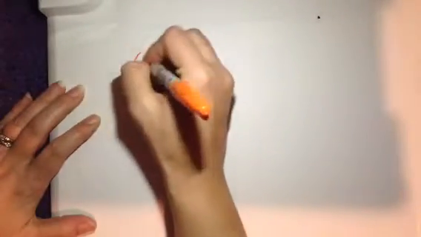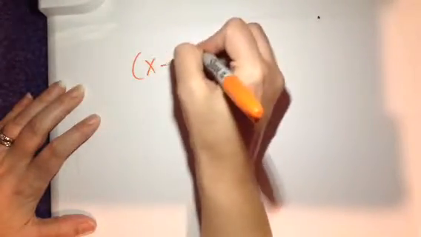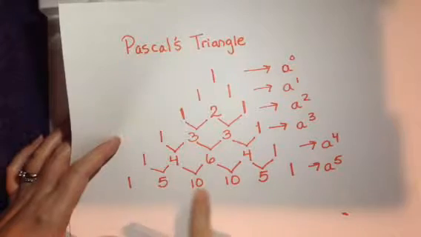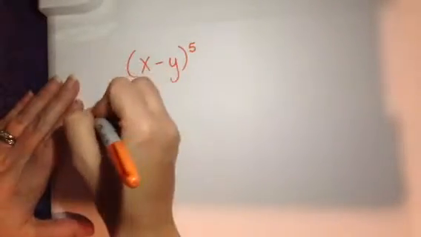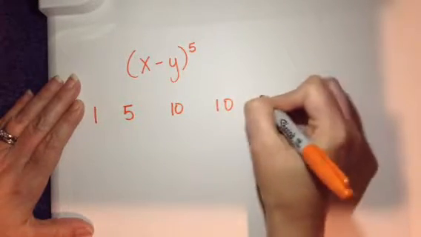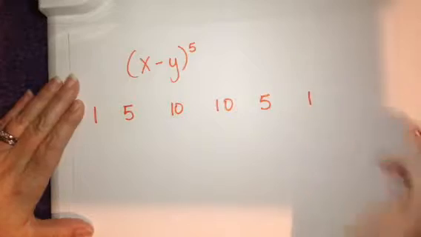Let's say that we have a combination. Well, I'll tell you what, let's do one with subtraction first. Let's do x minus y to the fifth power. Okay, both variables this time. Now, to the fifth power is 1, 5, 10, 10, 5, 1. So let's write those out. 1, 5, 10, 10, 5, 1.